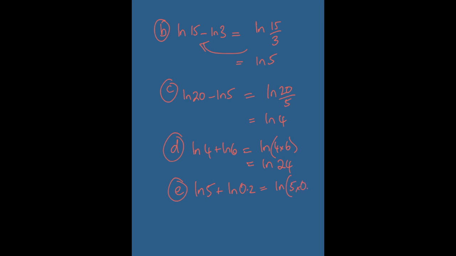5 times 0.2 gives you the ln of 1. Now you might remember that the ln of 1 is asking what power of e gives you 1, and you know that this has got to be 0, because anything to the power of 0 is going to give you 1. So the answer for this one really is 0.